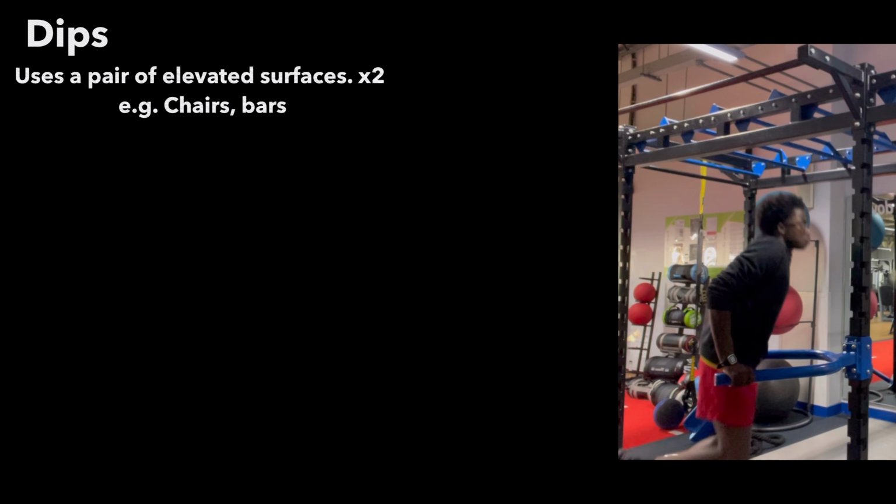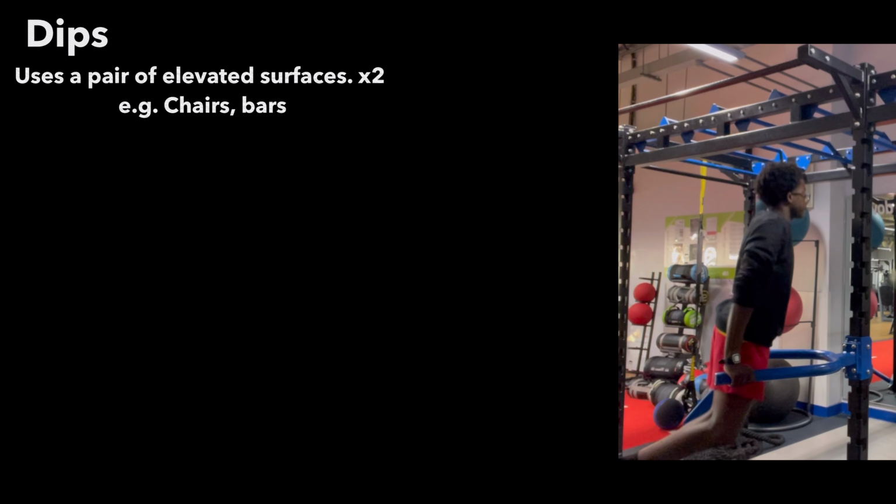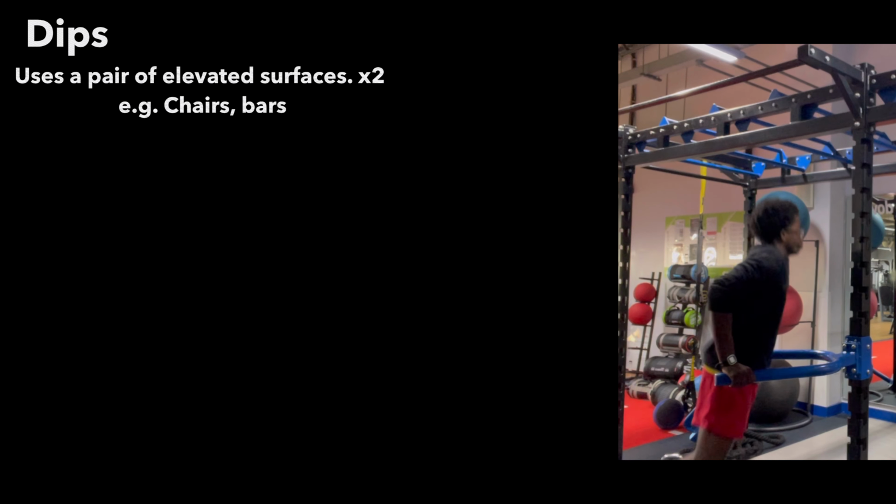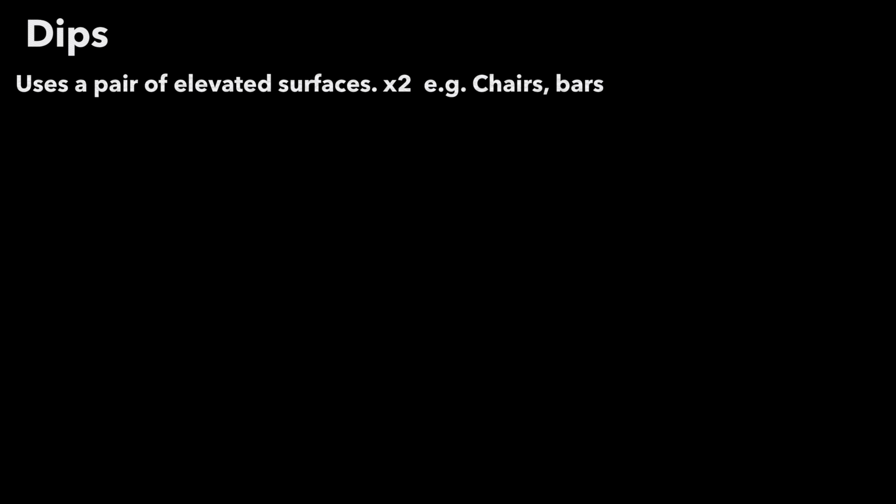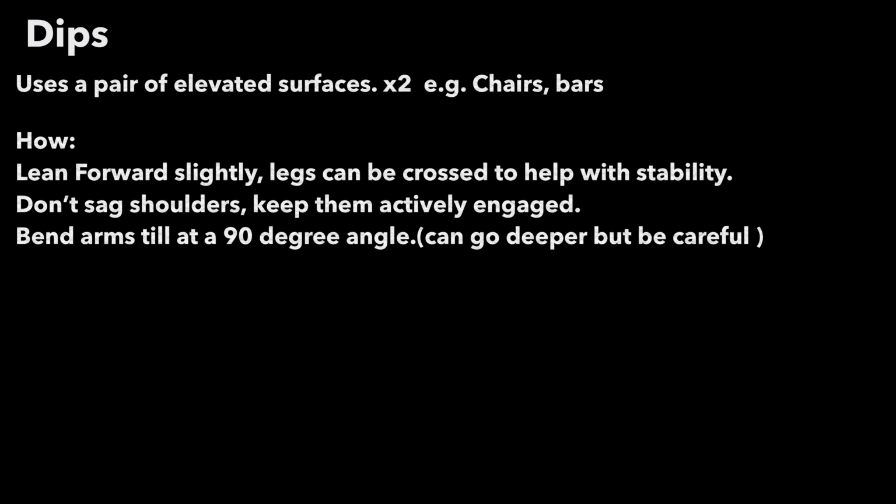Okay, now with the next exercise, dips, you can basically do this on a pair of elevated surfaces. Sorry, but you do need 2 for this exercise. You can probably find this around your house with maybe 2 chairs, or maybe a bar at the park, or something like that. In this exercise, you want to lean forward slightly and also bend your legs and cross them, so then you have extra stability and aren't moving around between your reps.